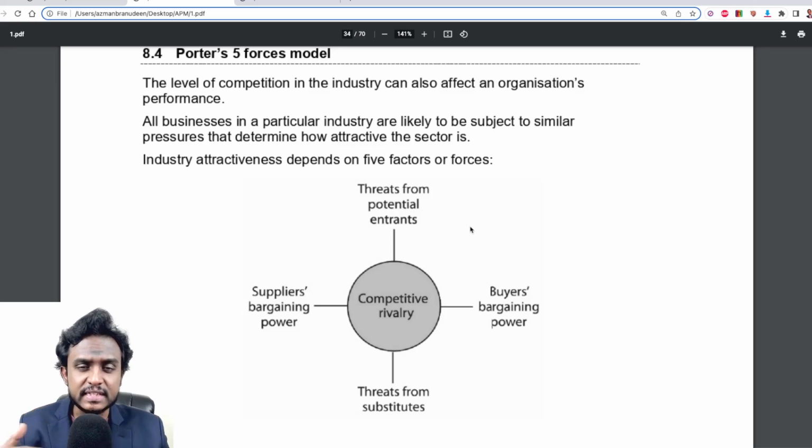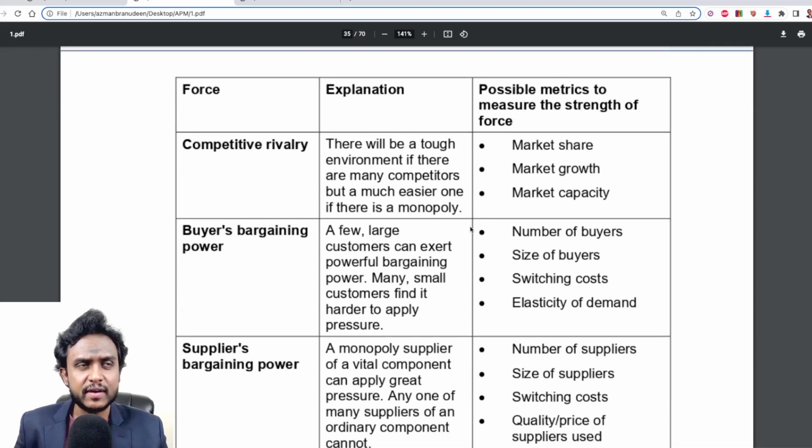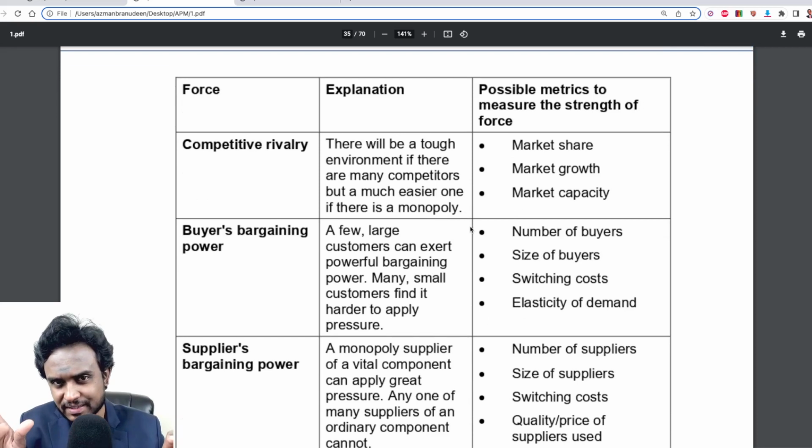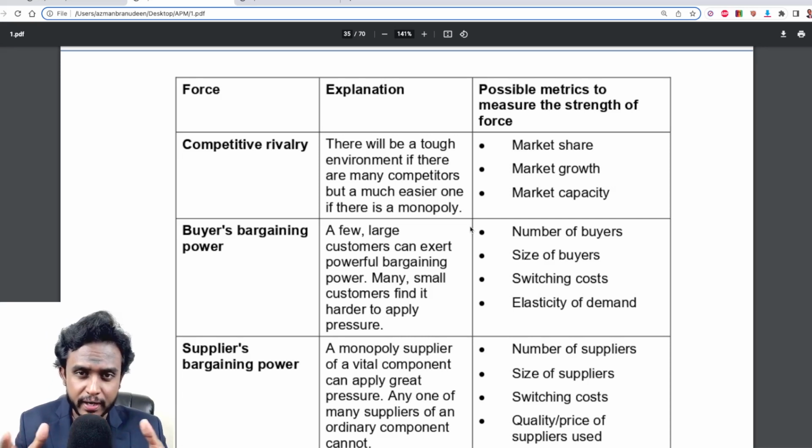Now, in terms of deciding how strong the force is, it's not really rocket science, because when you identify a particular force, there are ways of determining the strength of that force. So, for example, if you look at something like competitive rivalry, what you can do is look at factors such as market share, market growth, and market capacity.